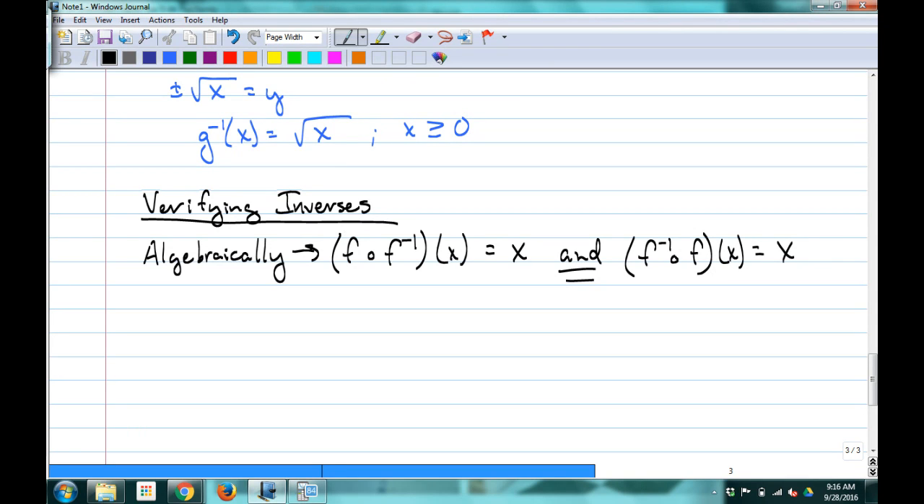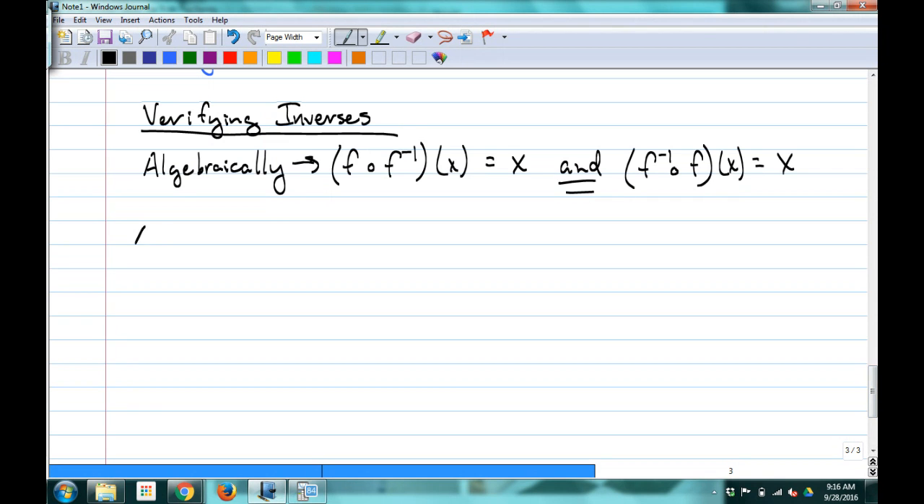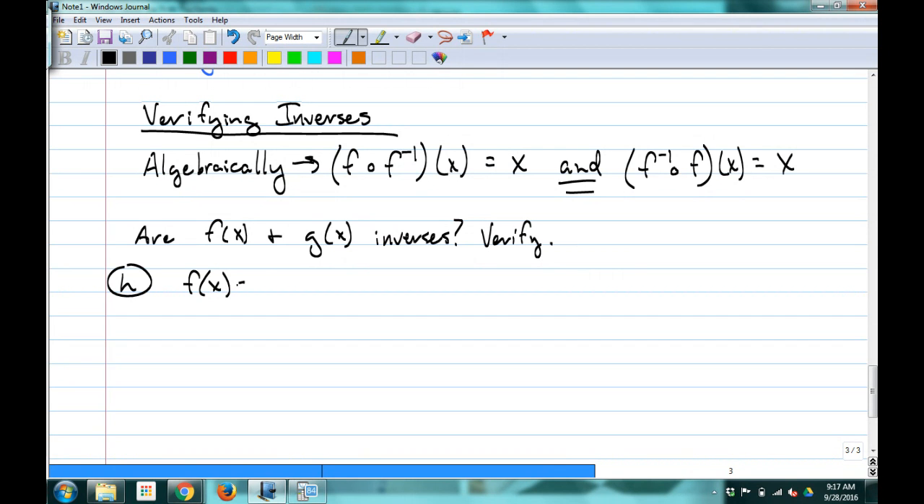We're going to do that. We're going to be asked to do that on a quiz. Algebraic verification. Okay, so let's look at an example of that. Are f of x and g of x inverses? Verify. f of x, let's just use 2x plus 3, and g of x, let's do 1/2 times (x minus 3).